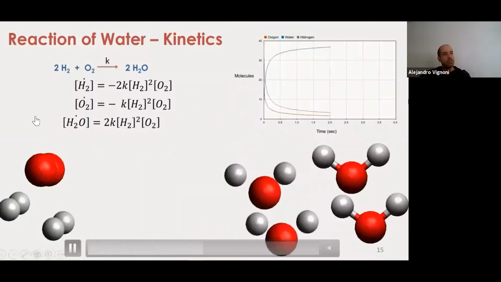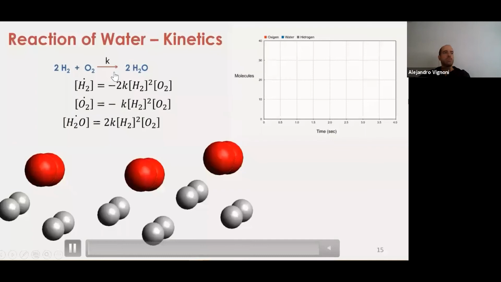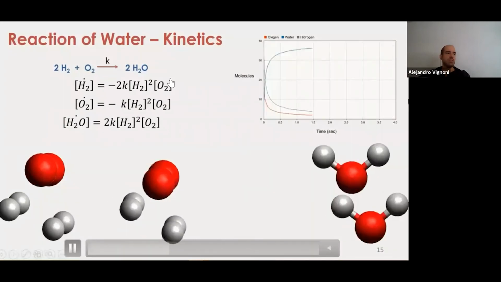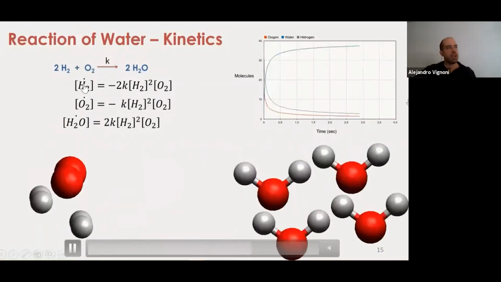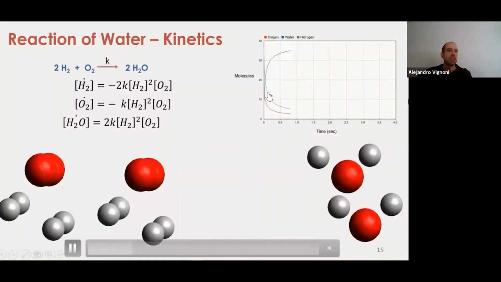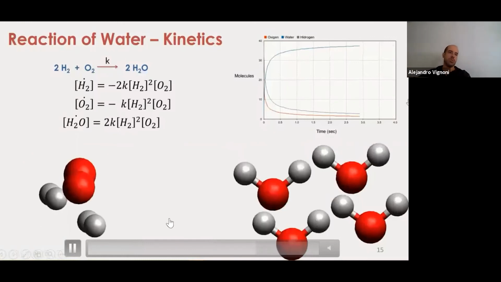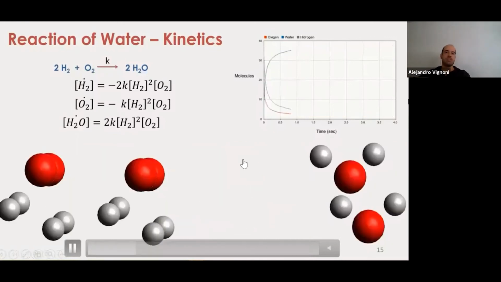What we have to do to solve this system of equations is we have to know K, and we have to start with an initial condition of how many molecules of hydrogen and oxygen we have, in this case 20 and I don't remember, and that will lead us to the solution of this system, okay?